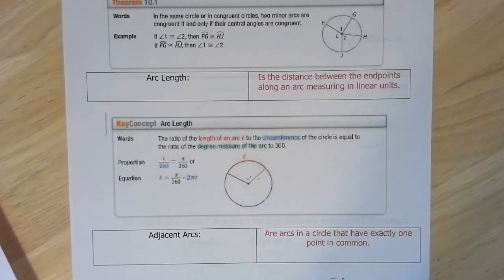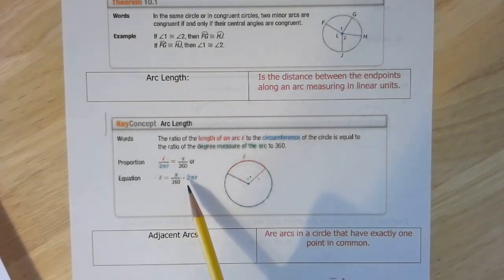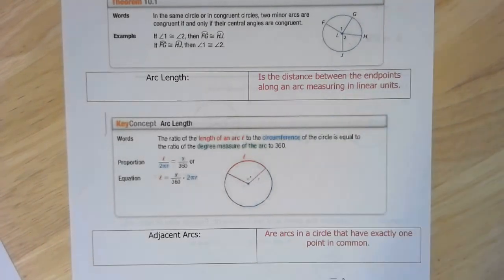Arc length is the distance between the endpoints along an arc, measured in linear units. There's a formula that you have to follow for this. This is something a lot of my students typically forget, and you shouldn't. The ratio of the length of an arc to the circumference of the circle is equal to the ratio of the degree measure of the arc to 360. So the length of my arc is equal to the degrees over 360 times 2 pi r, my circumference. We will be using this in an example coming up.